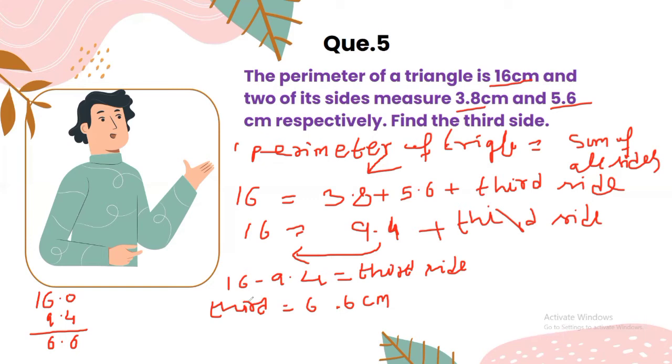So I think you are getting to understand how to find the length of the third side if two sides and the perimeter of a triangle are given. Just use the perimeter formula of a triangle and put the value of each of the sides, and you can find the length of the third side. So this was question number 5. Now I'm going to tell you about question number 6.